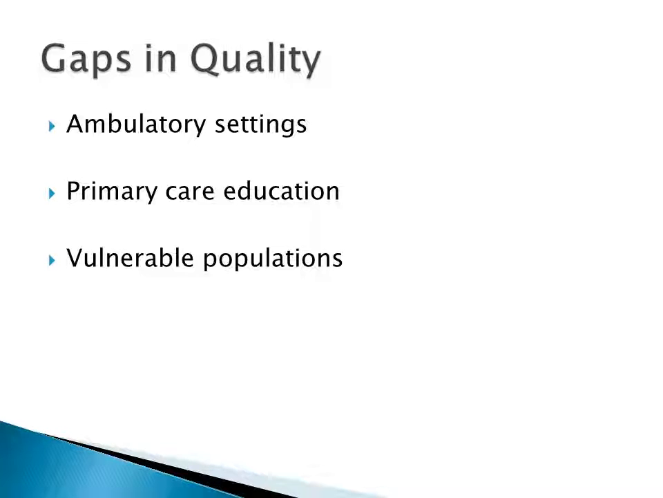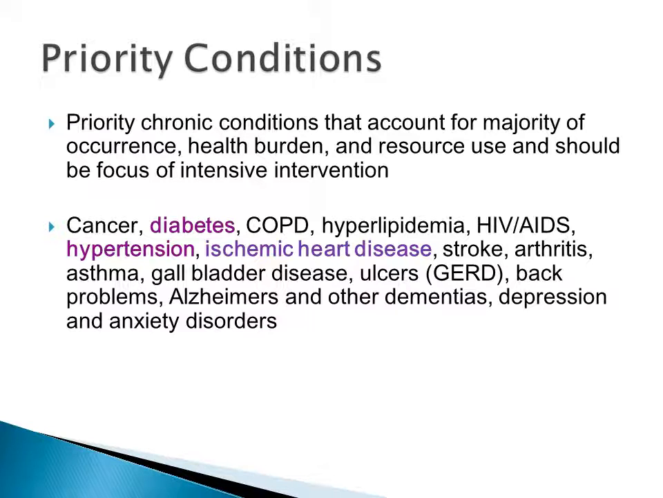This is aggravated by the fact that there really isn't a lot of education in primary care, preparing primary care providers or nurses in how to do quality work in ambulatory settings, and there's been very little work on how to do quality work with vulnerable populations. Some other gaps in quality: we know that chronic illness is the priority condition, and it accounts for the majority of health problems and health burden in this country, and certainly the cost of health care, and it should therefore be the focus of an intensive intervention.